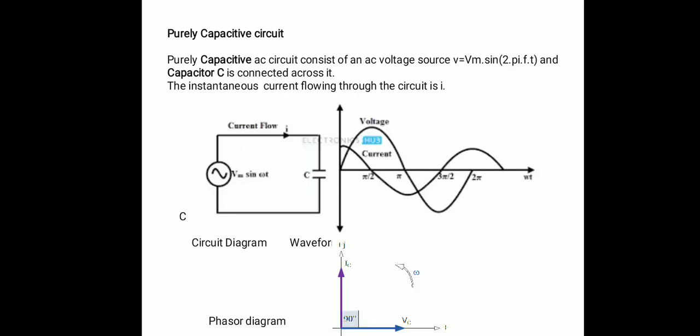So basically what is impedance? Impedance is the total opposition offered by resistor, capacitor and inductor. But in the given circuit, there is only one component, which is the capacitor. So in a rectangular form, Z is equal to R plus jX, and X is nothing but XL minus Xc. So in the circuit, R is absent, XL is also absent. Only present component is capacitor.